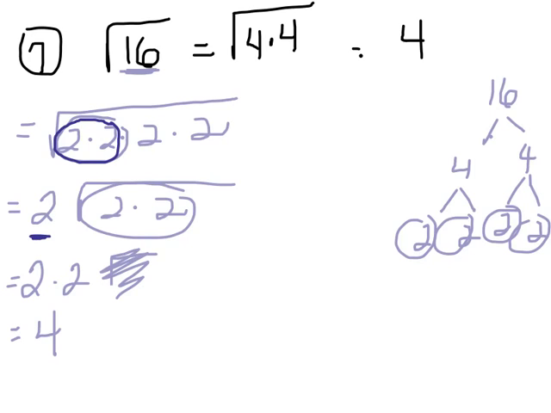Now, there's another pair of 2's in there that match up, and they go, oh, good, we get to go to the square root dance. So they come out as a couple here, and nobody's left under the radical, so we don't need it anymore. And 2 times 2 is 4. Or you could just say the square root of 16 is 4.